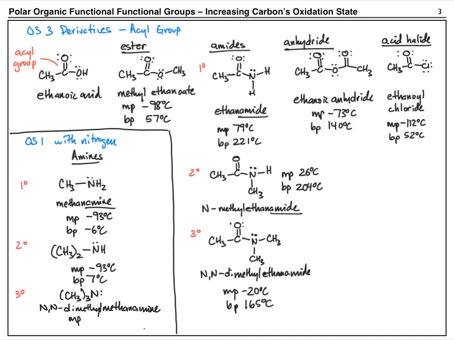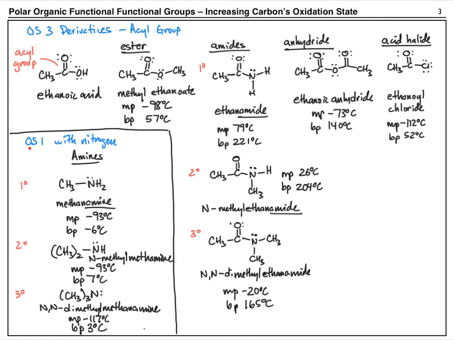The melting point is negative 117. The boiling point is 3. So I didn't write this name up here. This was N-methylmethanamine. And we're basically naming the extra carbon groups as substituents to the nitrogen.